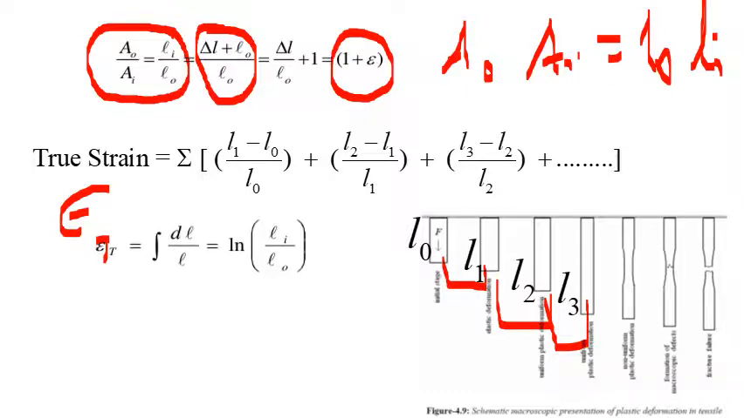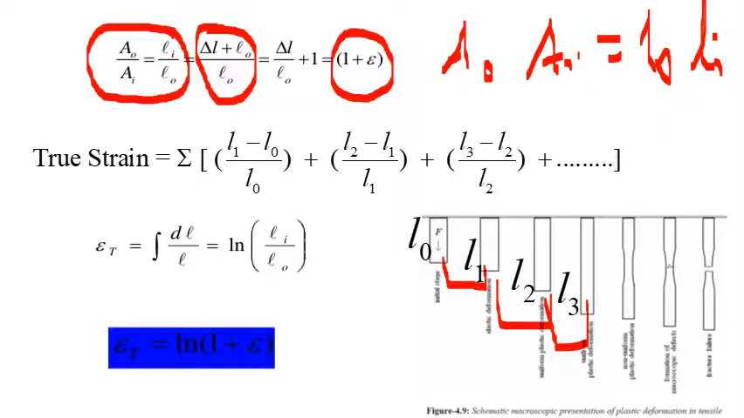To write this in a simple way, we can write epsilon naught t will be equal to the integration of delta L divided by L, that is L naught here, or else we can write ln of Li by L naught. The summation of all these things in a short form we can write as Li by L naught. Now what is Li by L naught? Li by L naught is equal to 1 plus epsilon naught. So that is what we have written here.